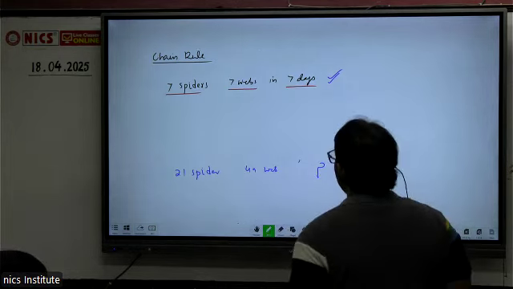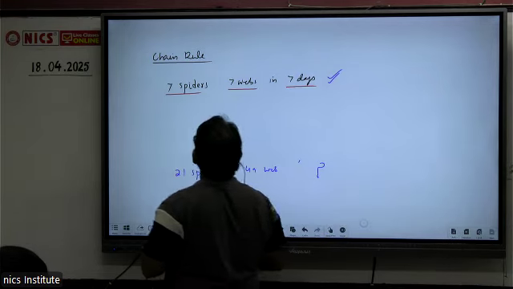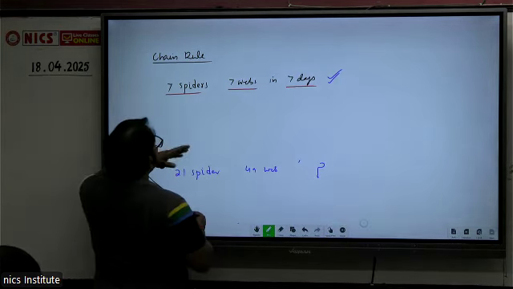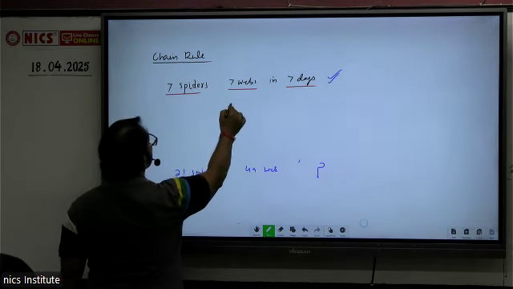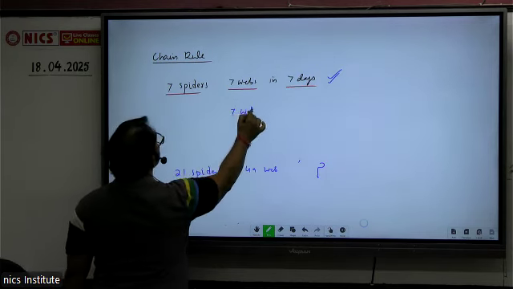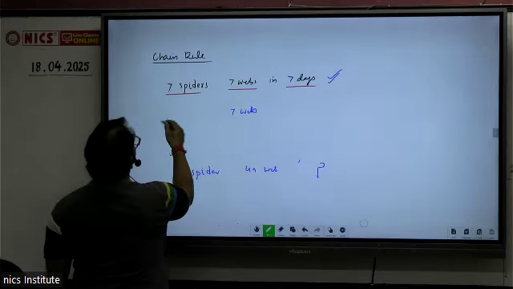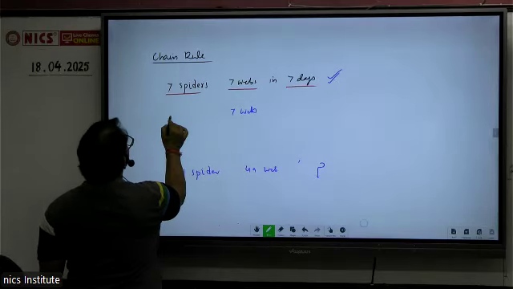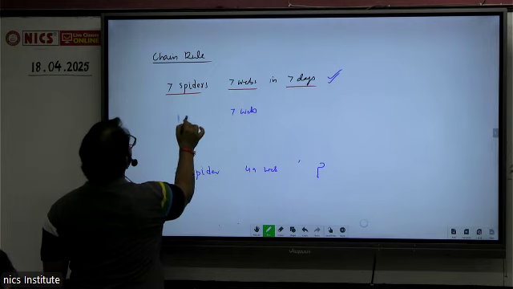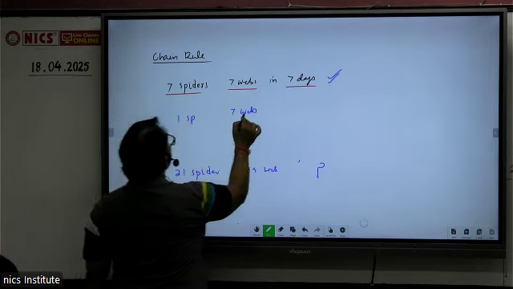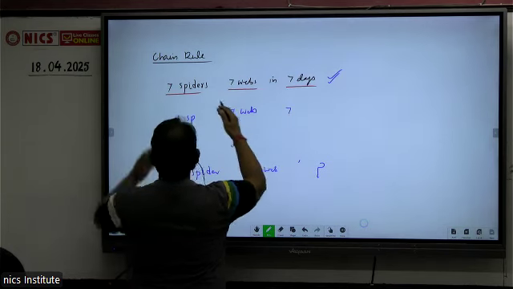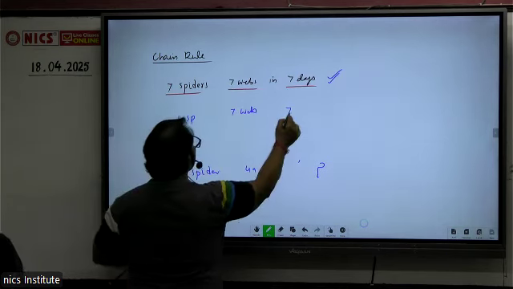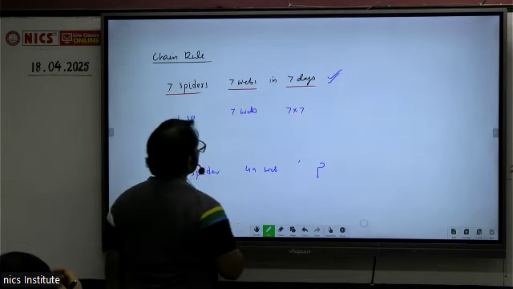See, 7 spiders are taking 7 days to make 7 webs, right? I keep this constant, 7 webs. I make it, or I multiply it by 3. Or I can make it 1. One spider will take how many days to make? See, since number of spiders are decreasing, days will multiply if they'll increase.